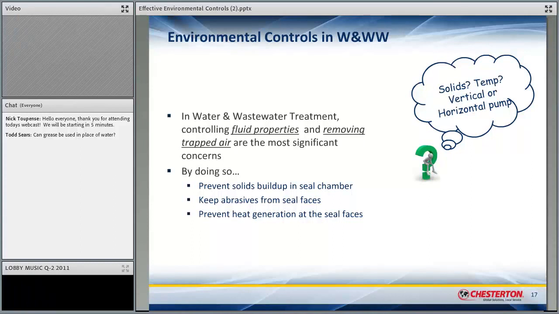Once again, we want a thin film of fluid migrating between the rotating and stationary seal faces to provide lubrication to those seal faces. Without that lubrication, they would run dry, they would generate a significant amount of heat, doing damage to the seal faces themselves, and some of the secondary seals, like O-rings, that are generally found in a mechanical seal. And they would actually melt those secondary seals and cause a mechanical seal to fail.